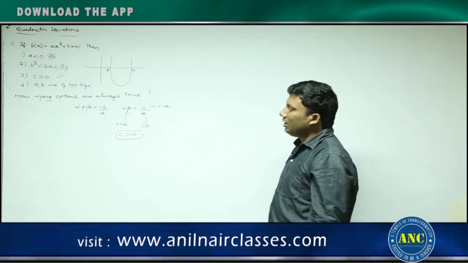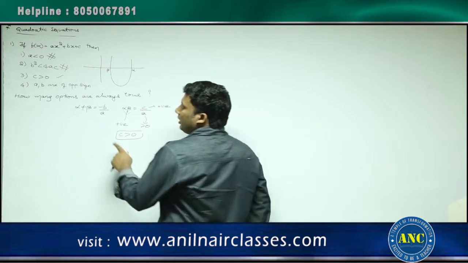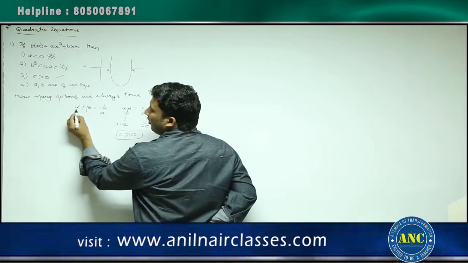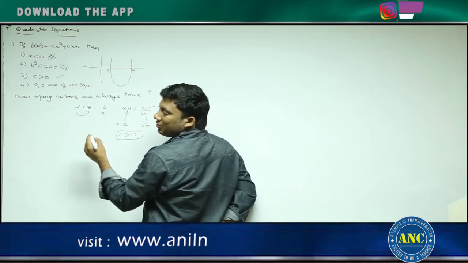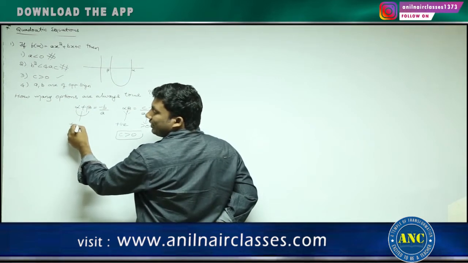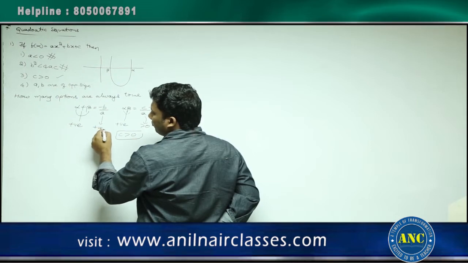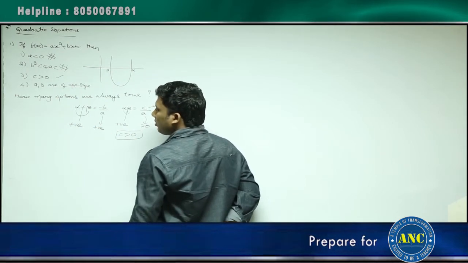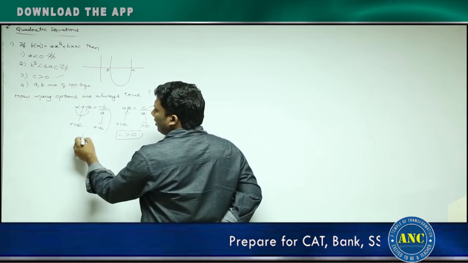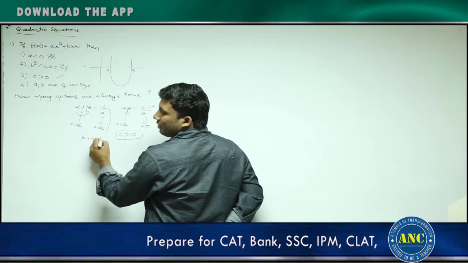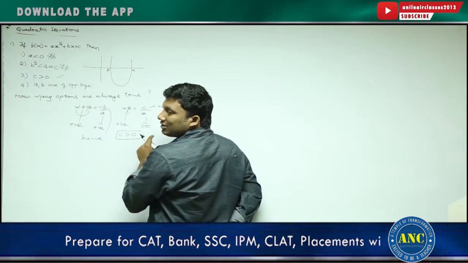Alpha beta is c by a. Now alpha plus beta is minus b by a. Alpha and beta both are positive. Positive plus positive I will get positive. So this is positive, a is also positive. What will be b? B value will be negative, because negative into negative is positive.